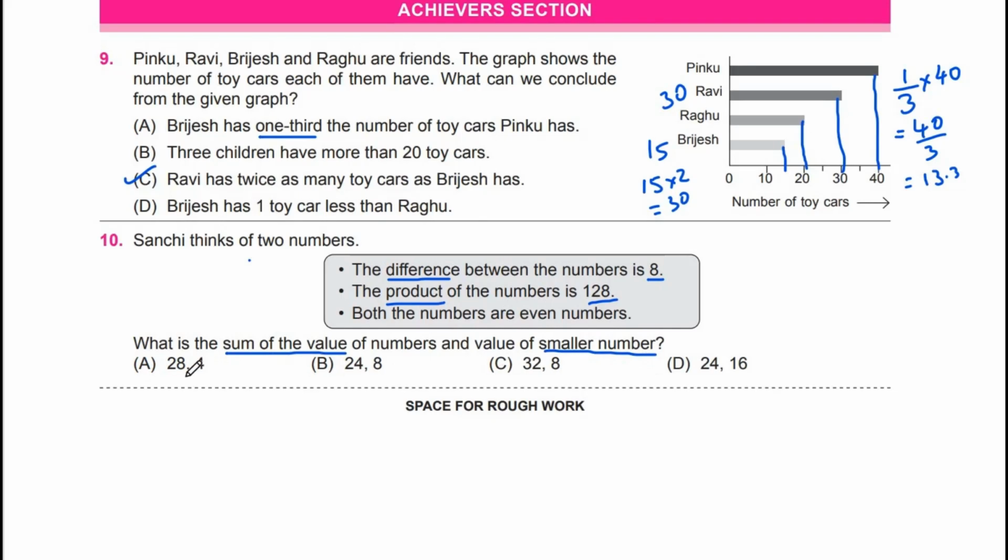Let's see the first option, which is 28 and 4. So the sum of the numbers is 28 and the smaller number is 4. That is what is given here in this question. So let's see the difference between the 2 numbers. We don't know the bigger number. So bigger number minus the smaller number is 8. Which number minus 4 will give us 8? Right, it is 12. So the bigger number is 12.